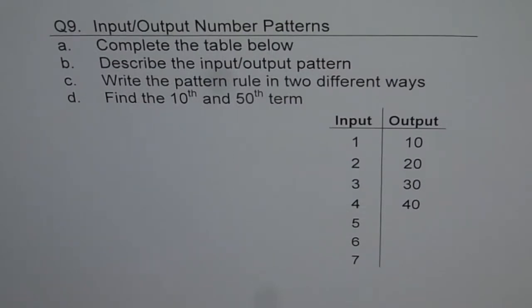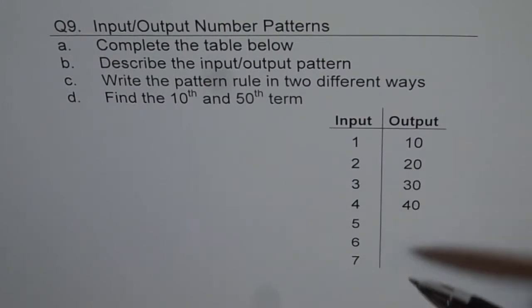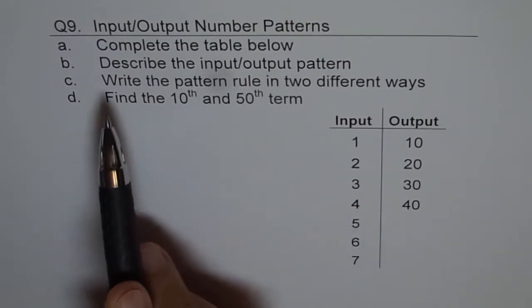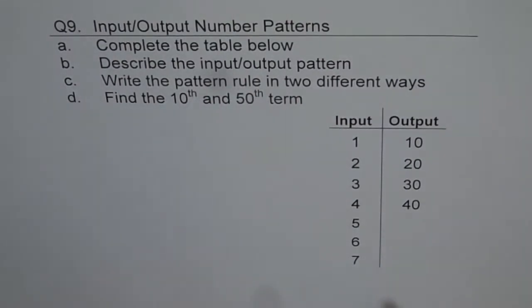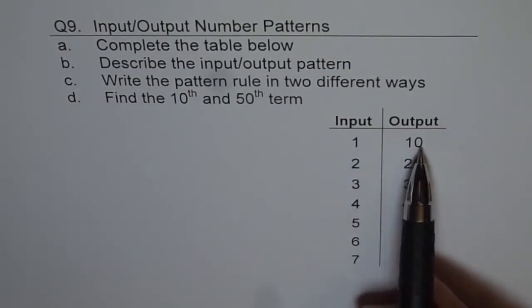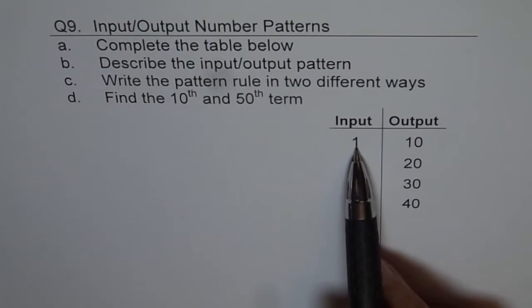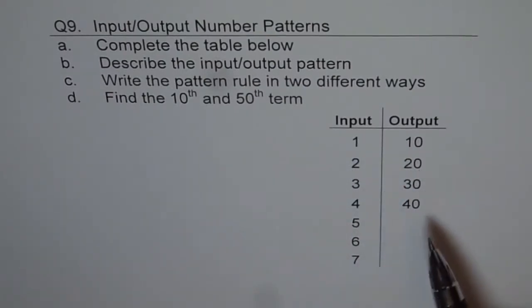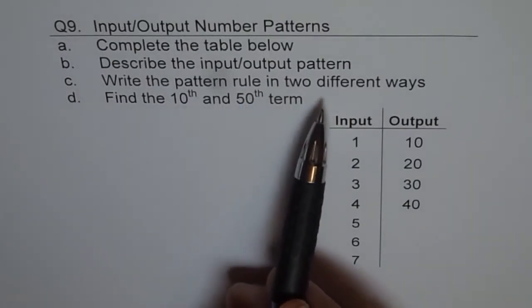Now, question number 9, complete the table below. As in the previous 8 questions, we have a very similar table which you can always complete. Describe the input-output pattern. When I say describe the input-output pattern, I mean how do you get the output from the input? Like input is 1, how do you get 10? Input is 2, how do you get 20? While I'm explaining this, you should write down your answers on the sheet and then get ready to see my solution, okay? Write the pattern rule in 2 different ways.